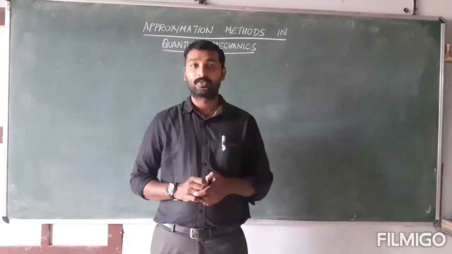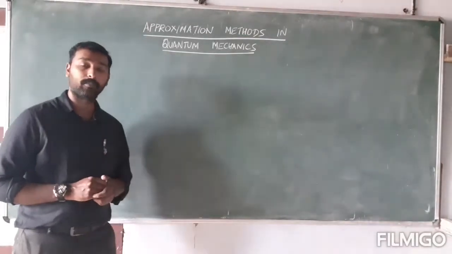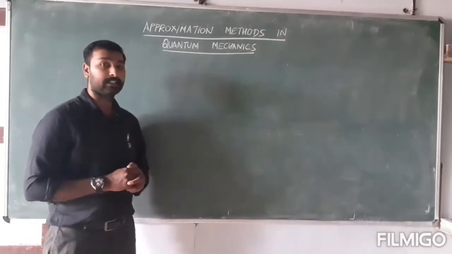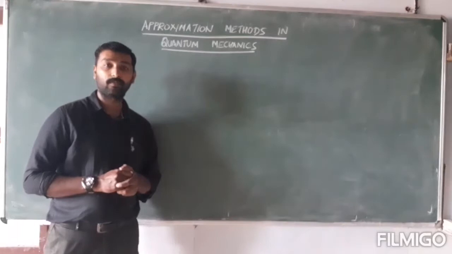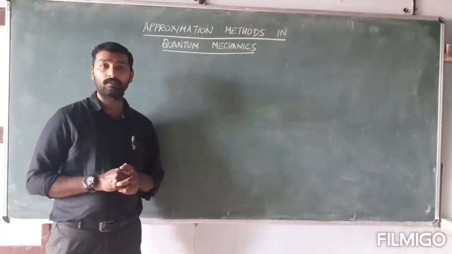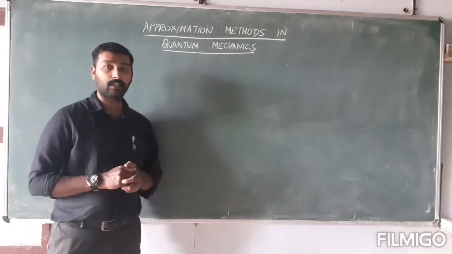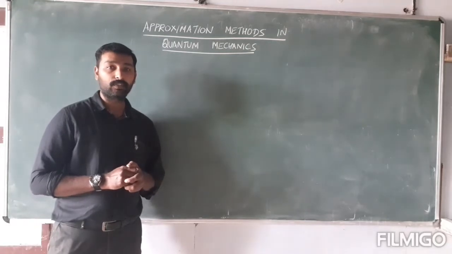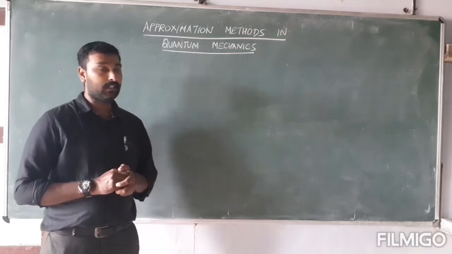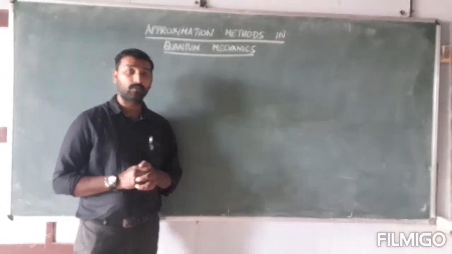Hi, good morning all. So today we are going to start a new topic, approximation methods in quantum mechanics. As we know, solving a quantum mechanics problem is basically solving the Schrodinger equation, and it is very difficult to solve the Schrodinger equation in many problems. An algebraic method, a direct method of solving the differential equation, is not very straightforward. So then we have to use certain approximation methods to find the solution of the Schrodinger equation.